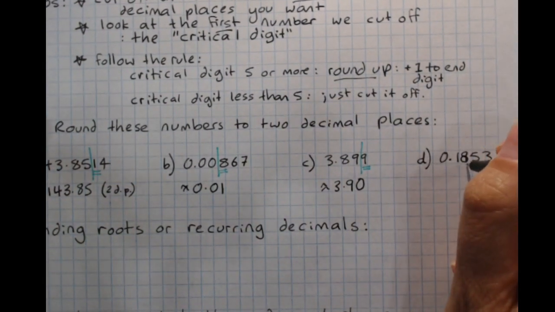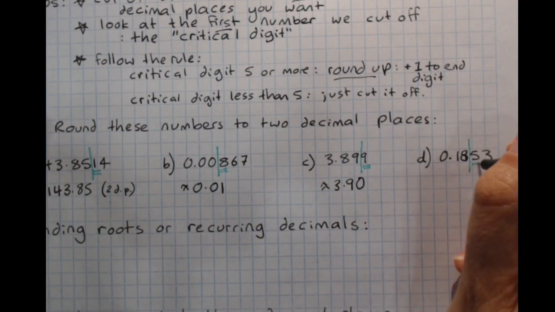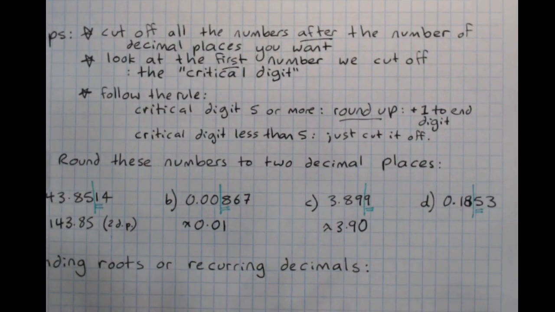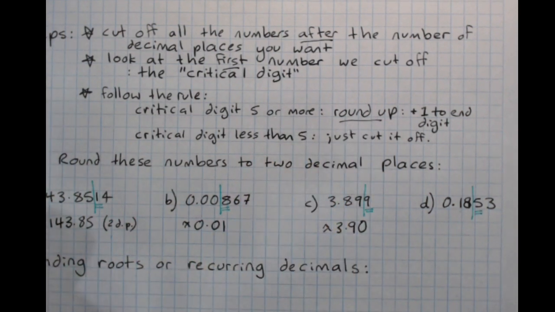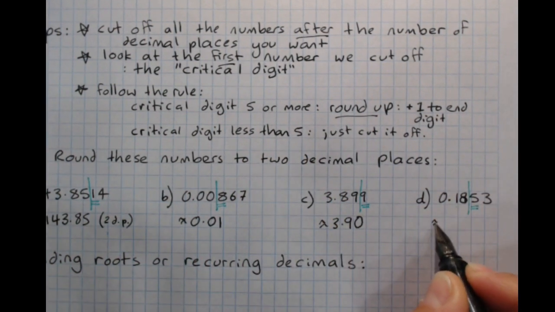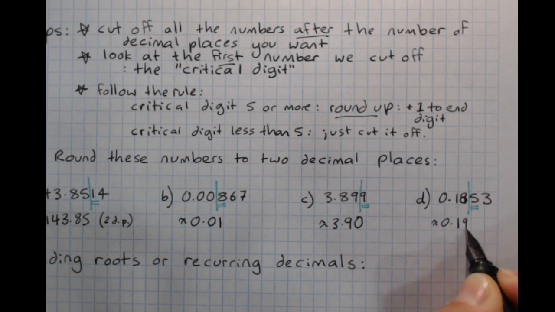This one here, 0.1853. Cut it off after 2 decimal places. Look at the critical digit. It's 5. 5 or more, we round up. So this will be 0.19.